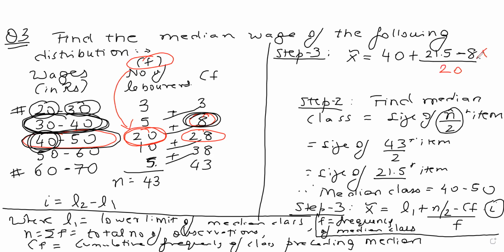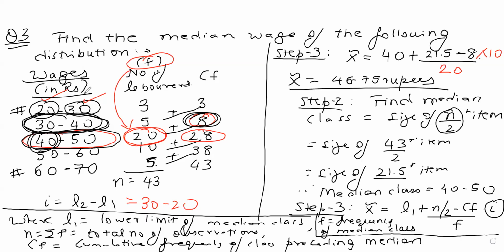Divided by 20 times I. What is I? 30 minus 20, upper limit minus the lower limit, which is 10. Now use your calculators. You are allowed to use simple calculators, and you can check that the answer in this case comes out as 46.75 rupees. Since wages are in rupees, your answer will be in rupees. X tilde is 46.75 rupees. I hope that all students attending this lecture have understood how we got the solution to this particular question.